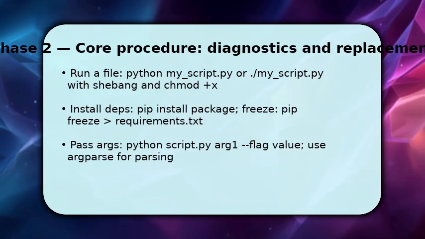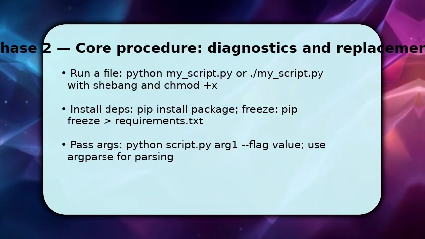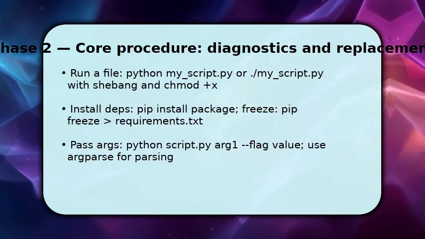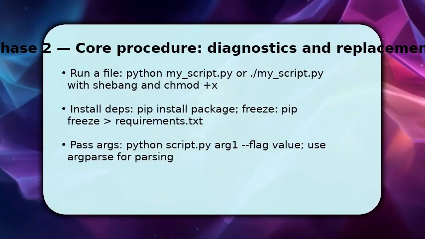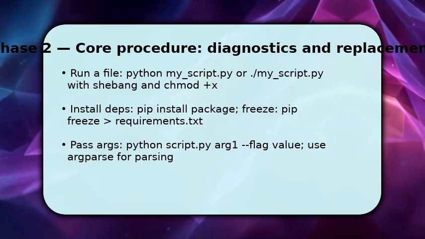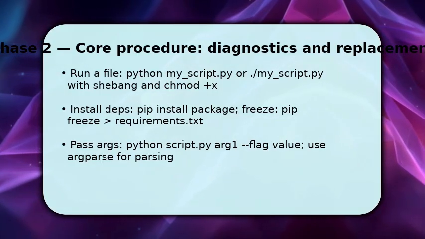Run python myscript.py, or add a shebang, #!/usr/bin/env python3, and chmod +x to run ./myscript.py directly. Once activated, pip install packages you need and record them with pip freeze > requirements.txt so others can reproduce your environment.